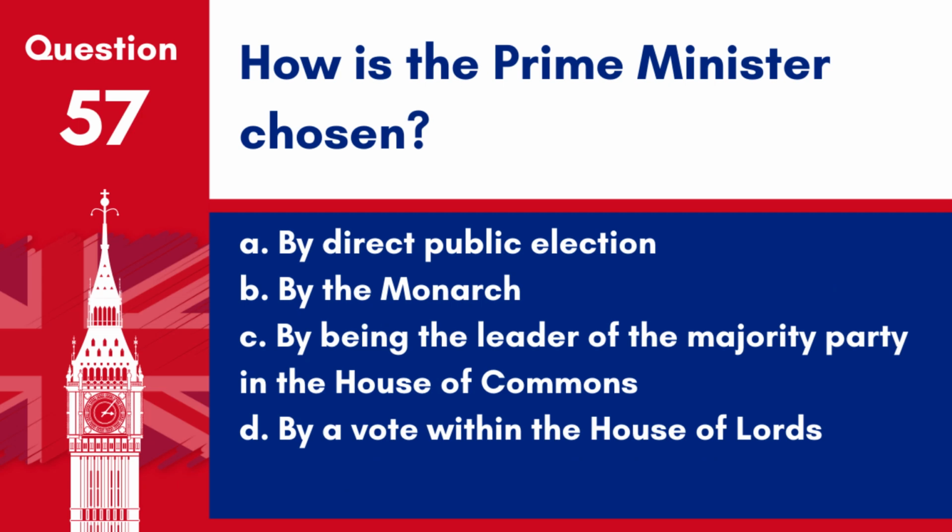Question 57. How is the Prime Minister chosen? A. By direct public election. B. By the monarch. C. By being the leader of the majority party in the House of Commons. D. By a vote within the House of Lords. Answer C. By being the leader of the majority party in the House of Commons. The Prime Minister is chosen by being the leader of the majority party in the House of Commons.